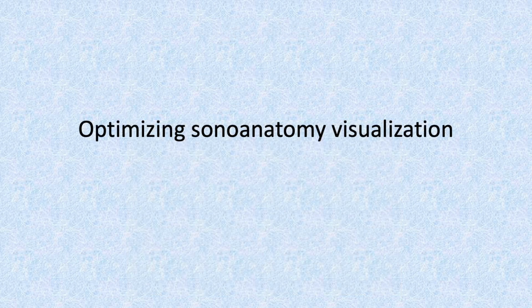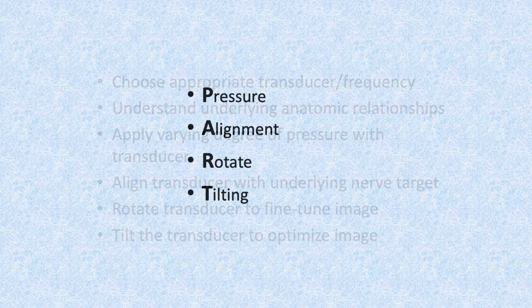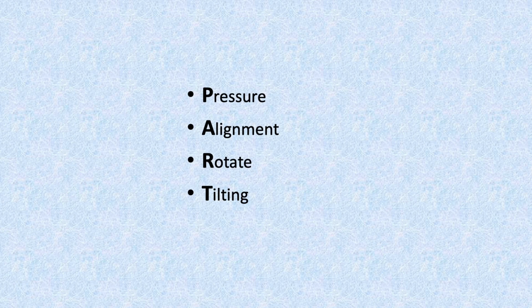How do we optimize our sonoanatomy? First of all, choose the right probe. Then you need to have some form of anatomical knowledge, and then you need to apply a variety of pressure, tilt, slide, rotate. So what we use is the mnemonic PART, P-A-R-T. You use pressure, alignment, rotation, or tilting.